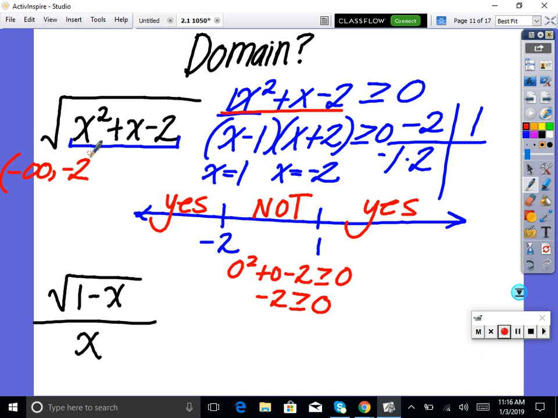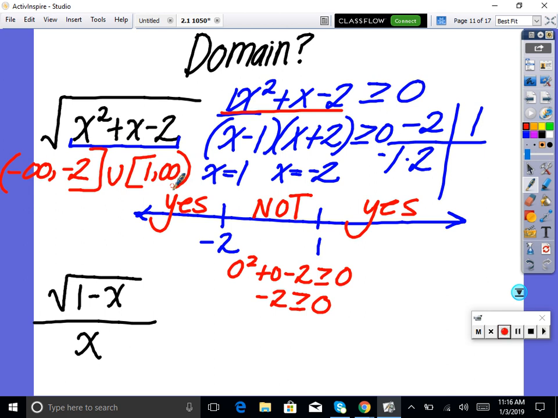Not including or including -2. It can be 0 in this one, can't it? So including -2, union, and then from 1 to infinity. That's where the yeses were. So that's our domain for this one. Are we good with that?